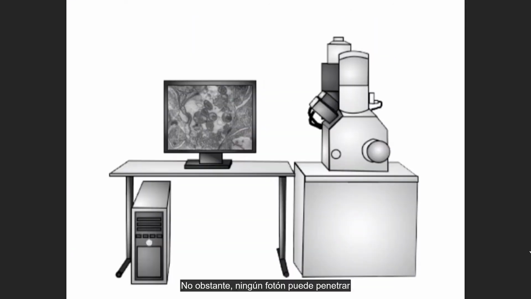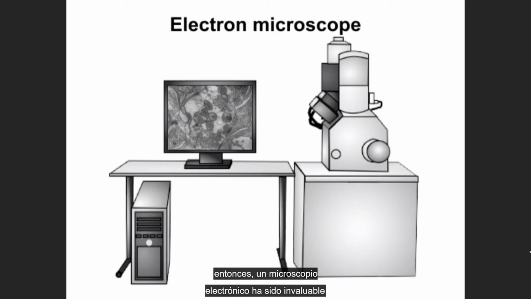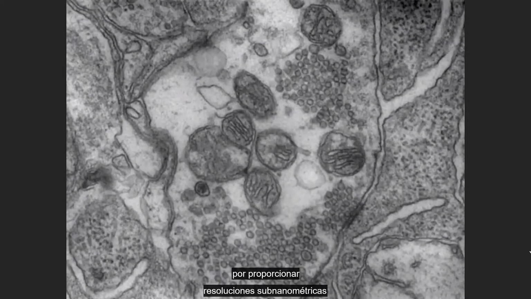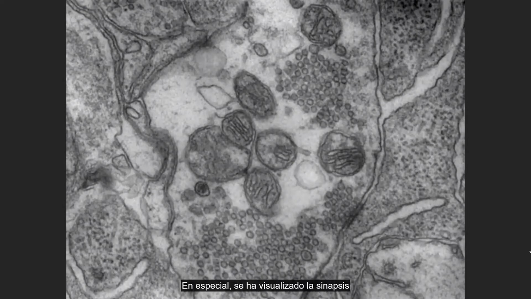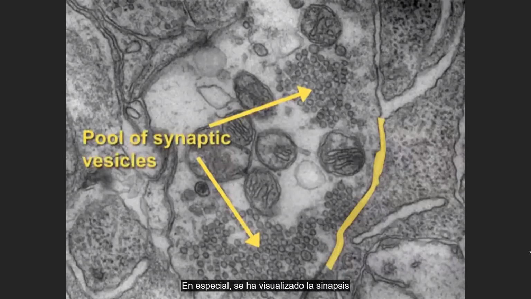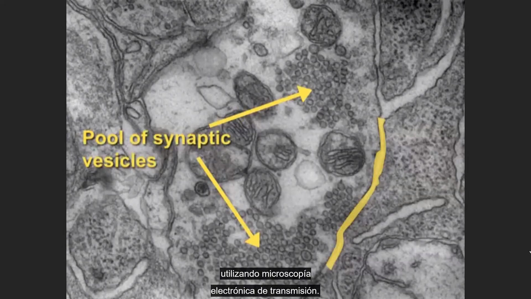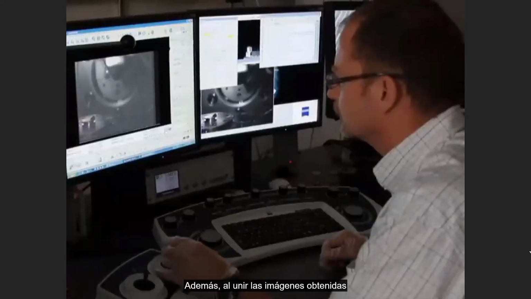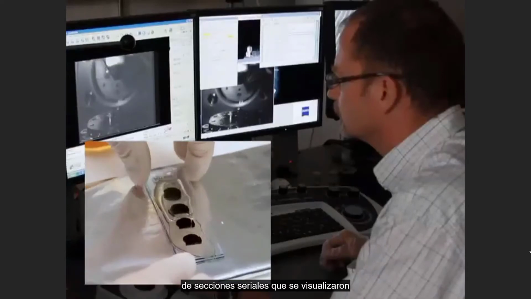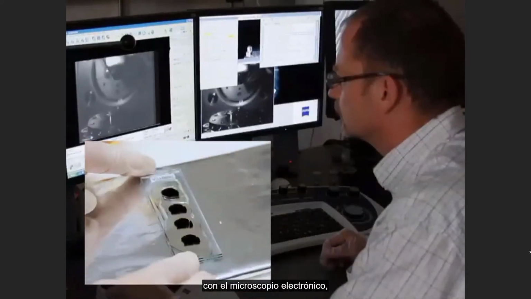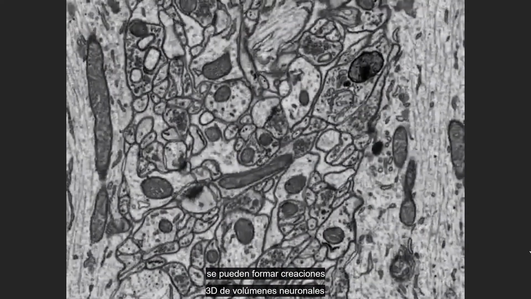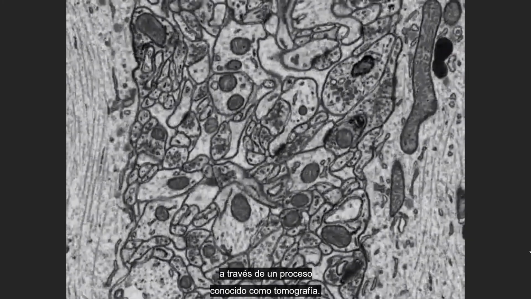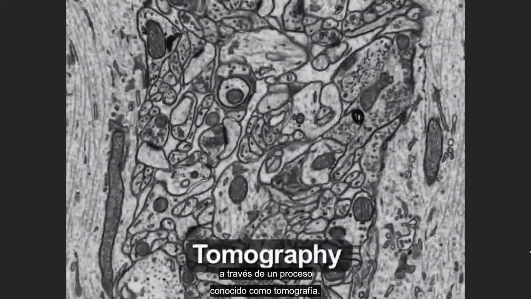However, no photon can penetrate quite like an electron, so electron microscopy has been invaluable for providing sub-nanometer resolution of neuronal structures. In particular, the synapse has been visualized in exquisite detail using transmission electron microscopy. Furthermore, by compiling the images obtained from serial sections visualized with electron microscopy, 3D constructions of neuronal volumes can be generated via a process known as tomography.